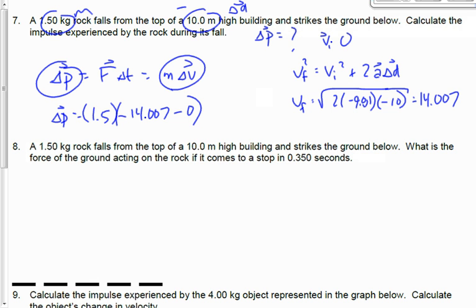Yes. The speed is 14. The final velocity is negative 14 because it's going downwards. Multiply those together, we get negative 21.0 Newton seconds, or negative 21 kilograms meters per second. Why is it negative? Well, it's moving downwards. It's speeding up going downwards. A negative impulse comes from either an increase in momentum in the negative direction or a decrease in momentum in the positive direction. Either one of those will give you a negative impulse.